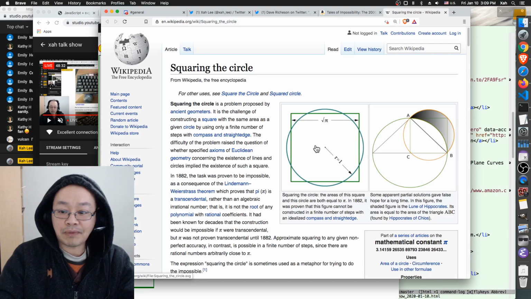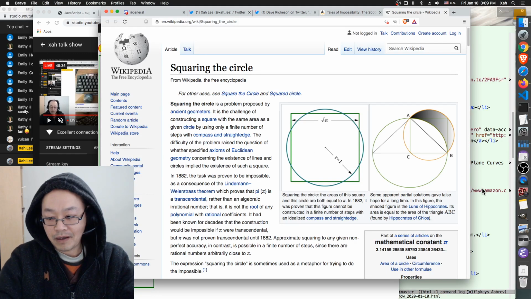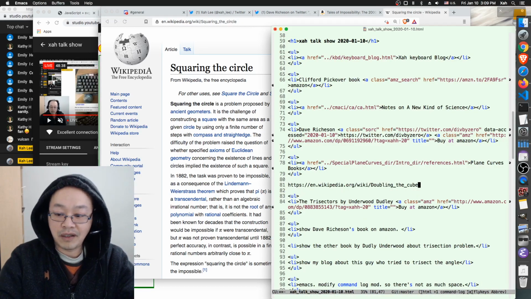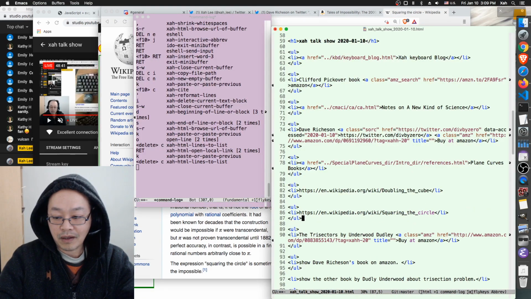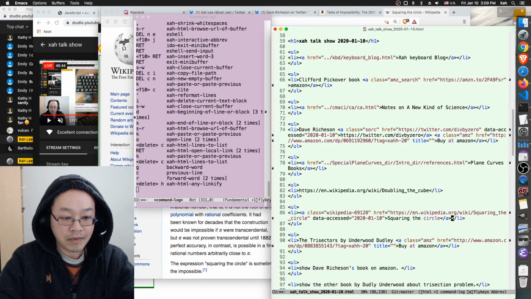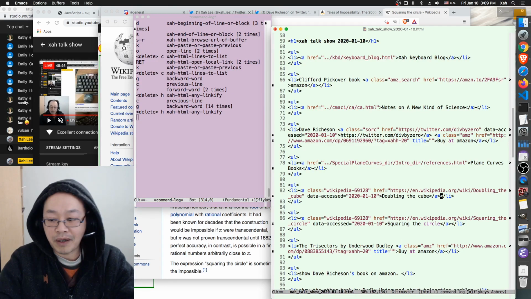And the last problem is squaring the circle. Okay, so I'm not going to go into it. You can read about it on Wikipedia. So that's about these problems.